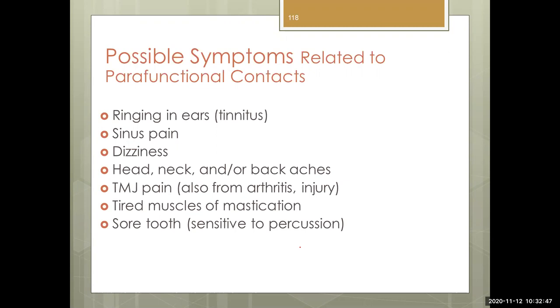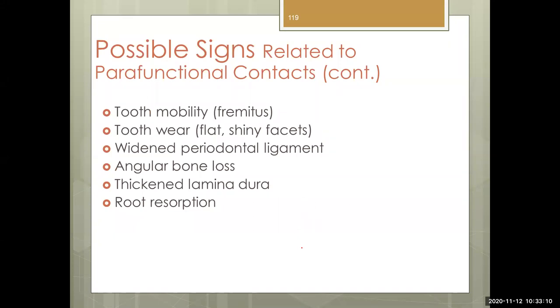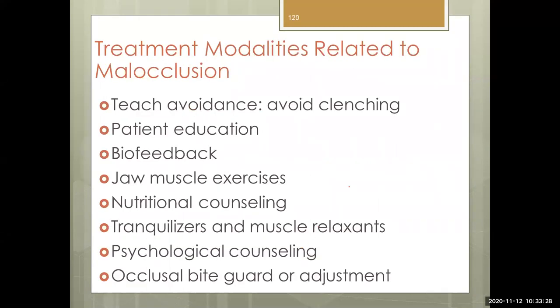And look at the other possible symptoms related to parafunctional contacts: ringing in the ears, tinnitus, sinus pain, dizziness, head, neck, or back issues, TMJ pain from arthritis or injury, tired muscles of mastication, a sore tooth or sensitive to percussion, tooth mobility, fremitus, tooth wear, widened PDLs, which is why it's so important to get some good vertical bite wings, angular bone loss, thickened lamina dura, root resorption, all from parafunctional contacts.